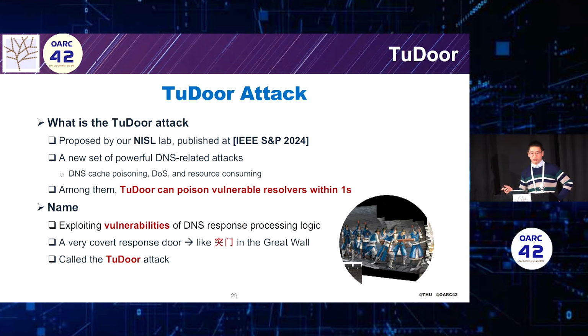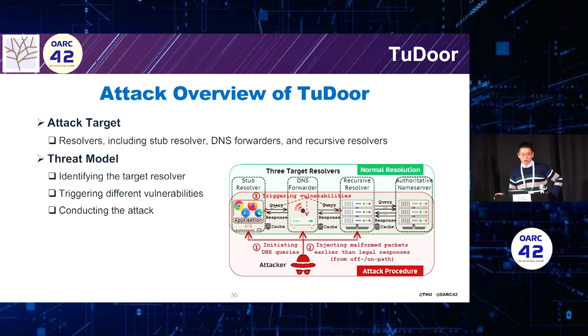The name of the TuDoor attack comes from the Great Wall. You may have side doors in the wall for soldiers to come out and fight the enemies, but sometimes the enemies can use this kind of door to easily bypass the Great Wall. Just like that, attackers can use the logic vulnerabilities within the DNS mechanism.